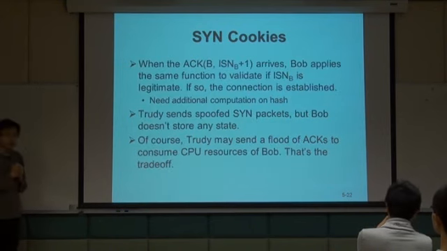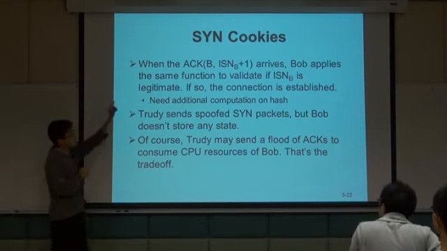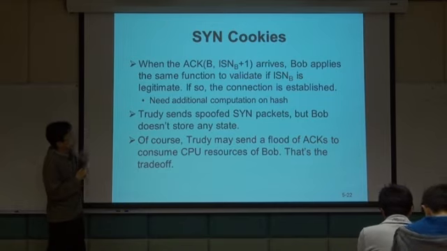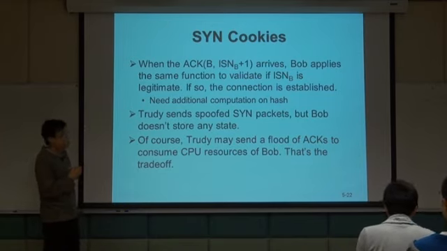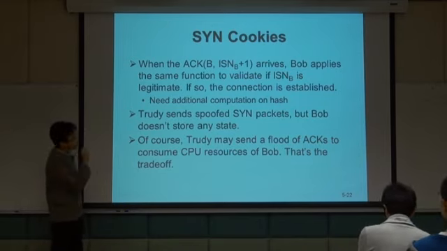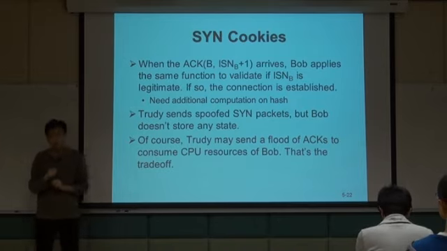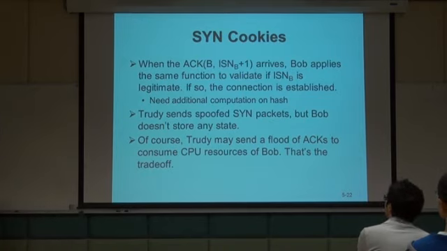In the normal connection, if there's really an ACK, if this is a real three-way handshake, then you will reply with ISN_B plus 1. So the server needs to verify that, hey, this ACK is really for this particular connection. So you will need to check if this ISN_B is legitimate.